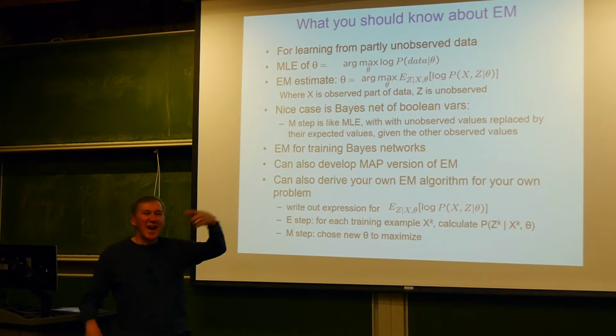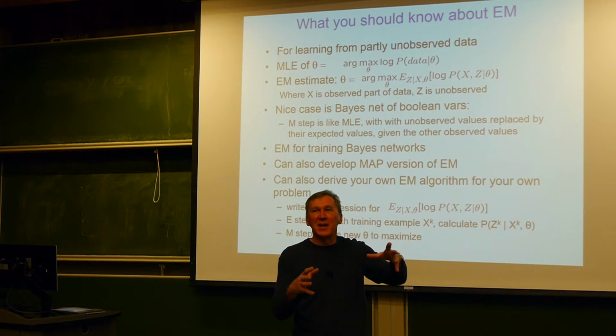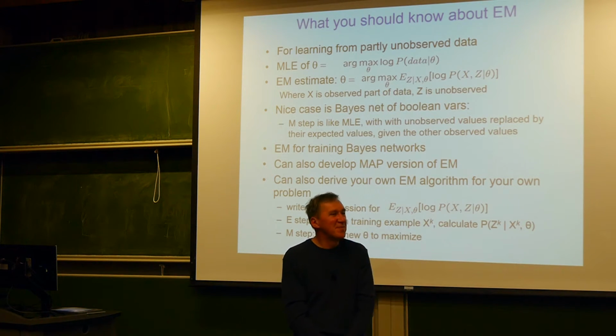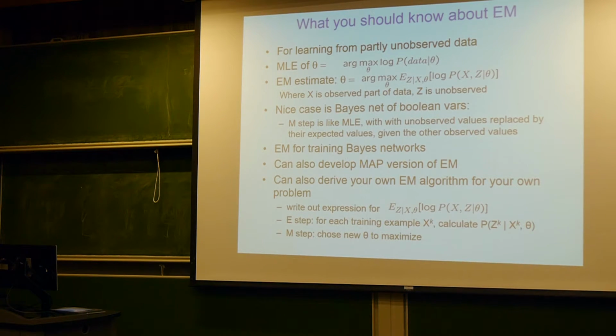So it is slower than that because you have to iteratively do this and keep doing those MLE-like estimates on the M steps. Yes? What happens if you want to find a global optimum? What if you want to find a global optimum?